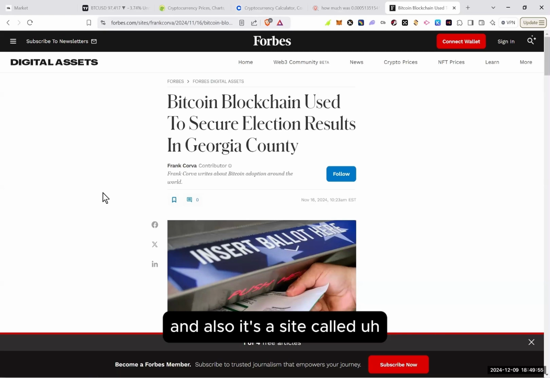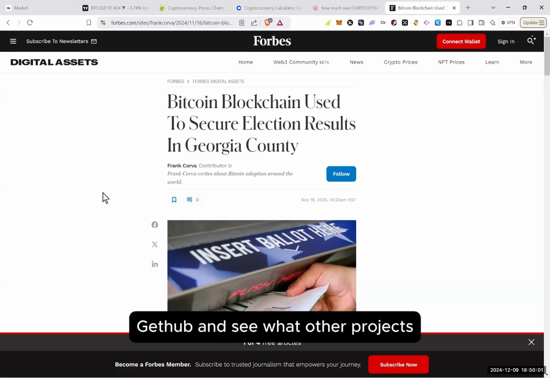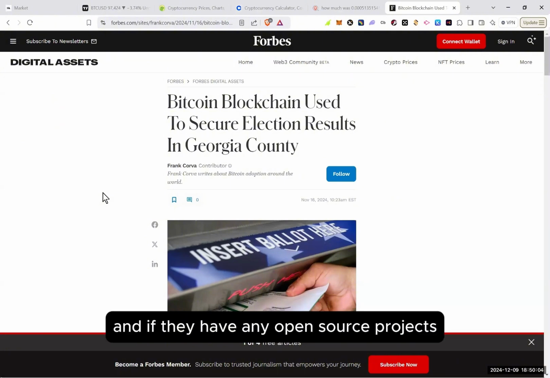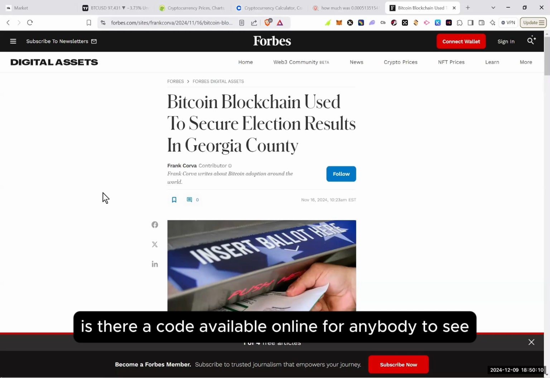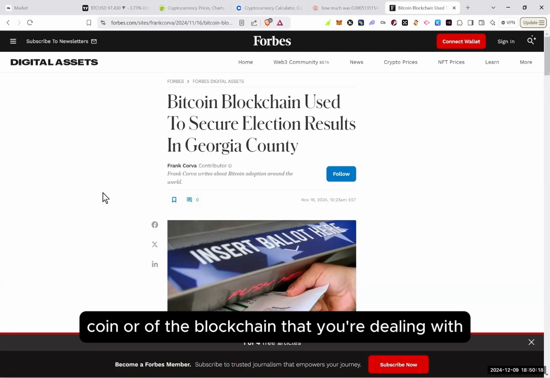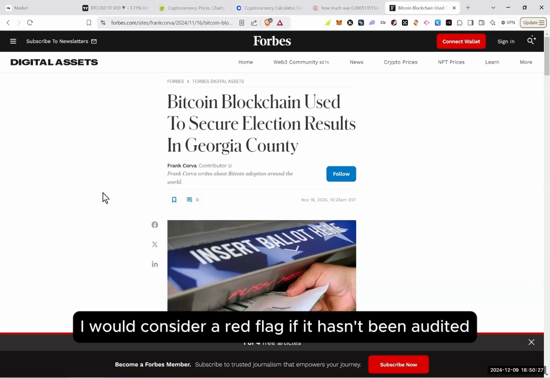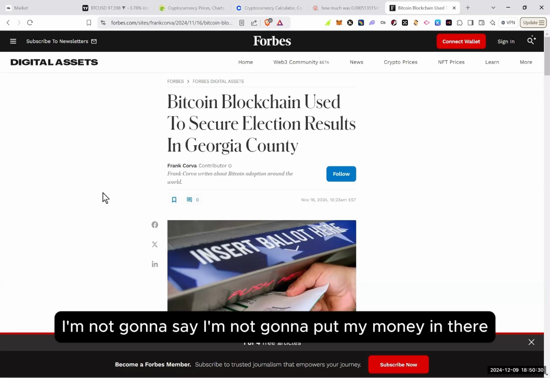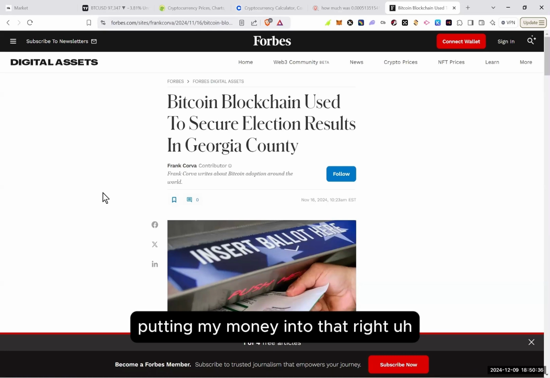And also it's a site called GitHub, G-I-T-H-U-B. You can actually go look at their GitHub and see what other projects they already have put out, and if they have any open source projects. Something else to look at is, is their code available online for anybody to see? Has their code been audited? Has there been an audit behind the code of the coin or of the blockchain that you're dealing with? Because without an audit, that's one of the things that I would consider a red flag. If it hasn't been audited, I'm not gonna say I'm not gonna put my money in there, but it's gonna make me very hesitant about putting my money into that, right?